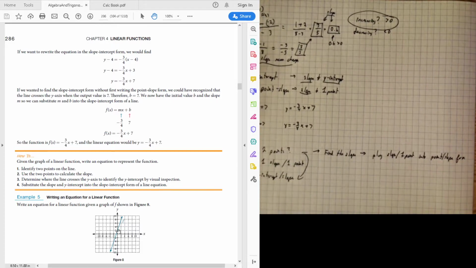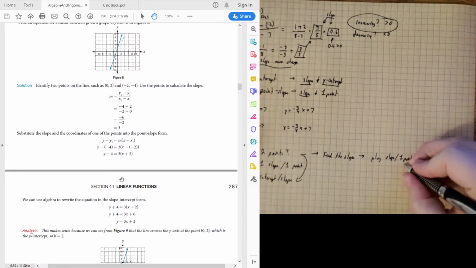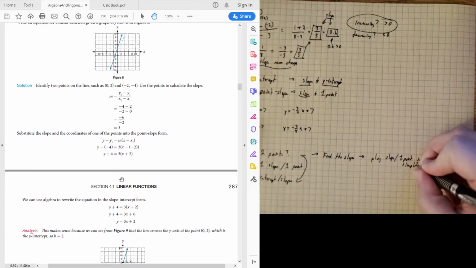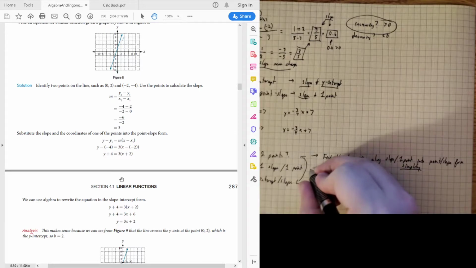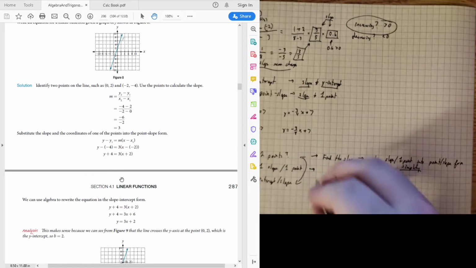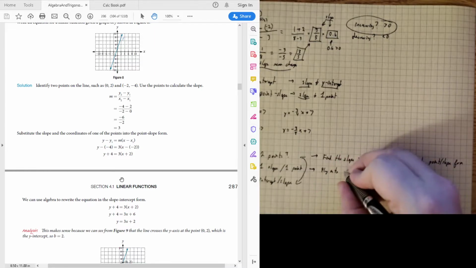So, take a look. That's exactly what they do in example 5. They aren't given 2 points, but they can find 2 points. And they did, these 2. They used those 2 points to calculate the slope. It's 3. They then plug 3 and one of those points into this function. And don't forget to simplify. Very important. If you have 1 point and the slope, well, guess what? You're in luck. Skip that first step. Go ahead and plug in to point slope form.